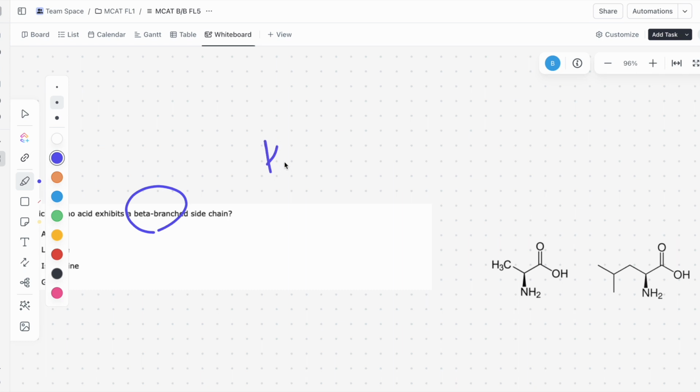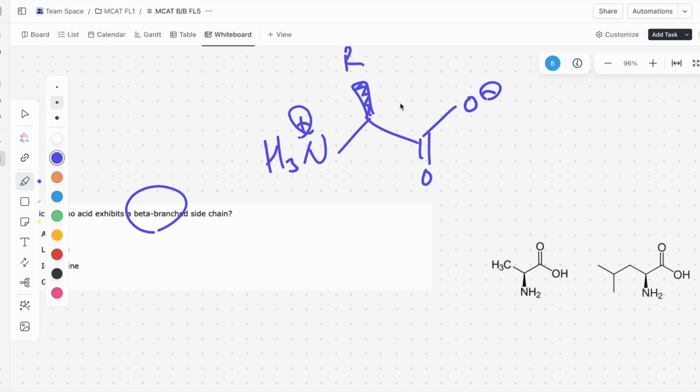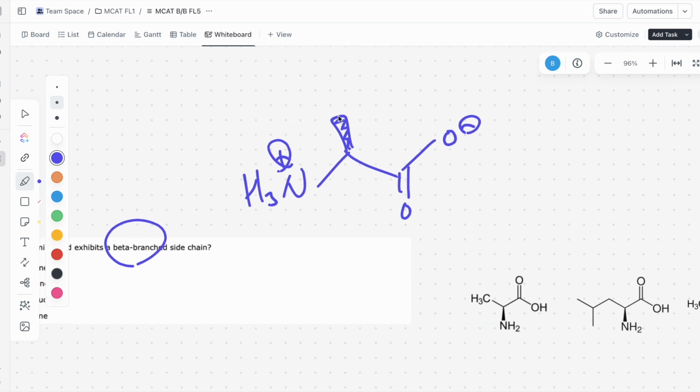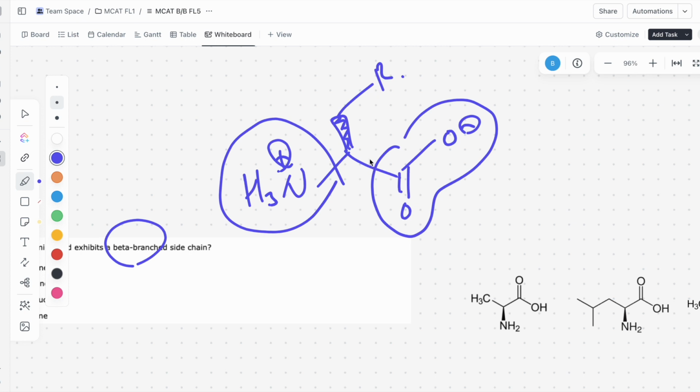So let's take a look at the average structure of an amino acid, right? Here we go, and let's say we have some kind of R group here. Let's extend this R group out. Now, what we have here is the alpha carboxyl group, the carboxylic acid group, and here we have the amine group, the alpha amine group. So this carbon right here is the alpha carbon, and that makes this carbon right here the beta carbon.